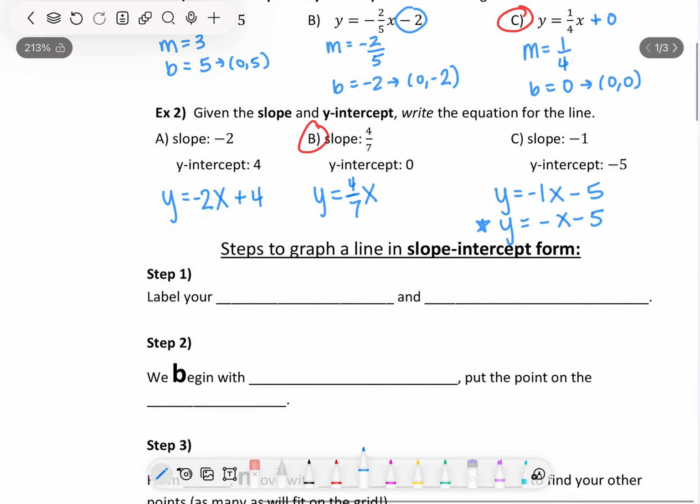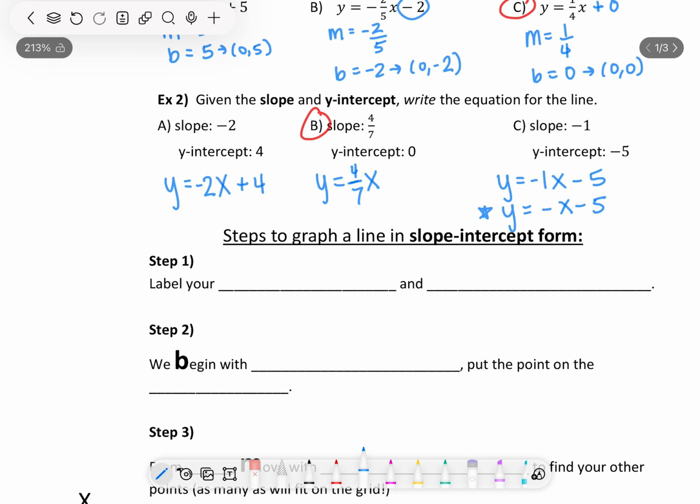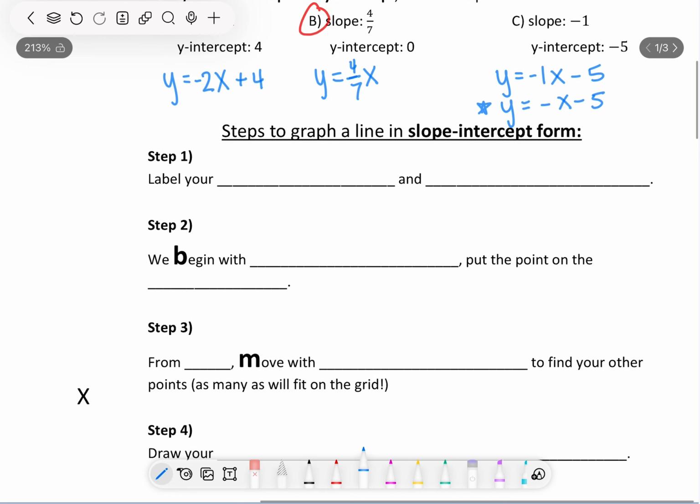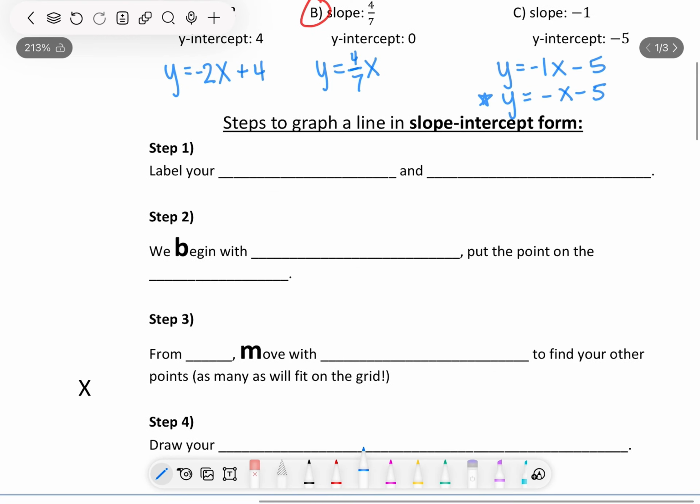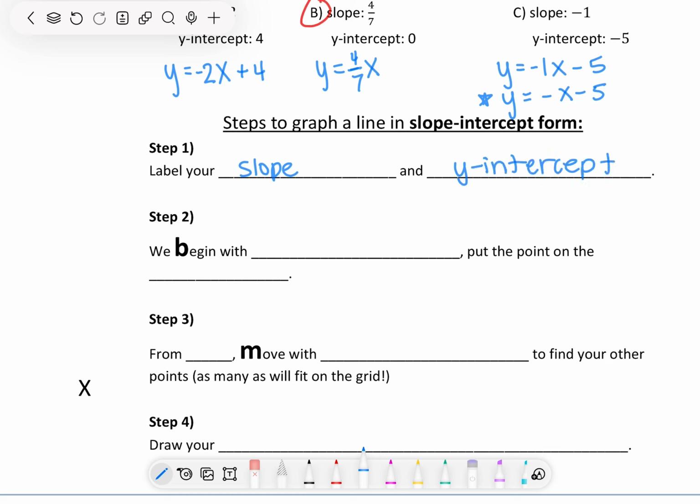All right, so for steps to graph a line in slope-intercept form, this is all review of Algebra 1, but we need to be able to do this to do the concepts we need to do in geometry. So let's go ahead and review this. So first thing you'll want to do is label or identify your slope and your y-intercept. Okay. Step 2, we're going to begin with b.